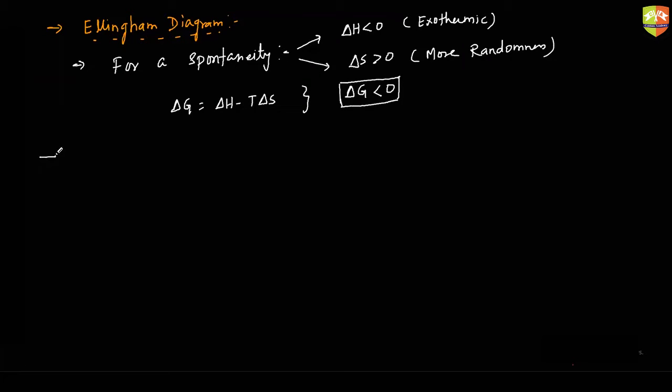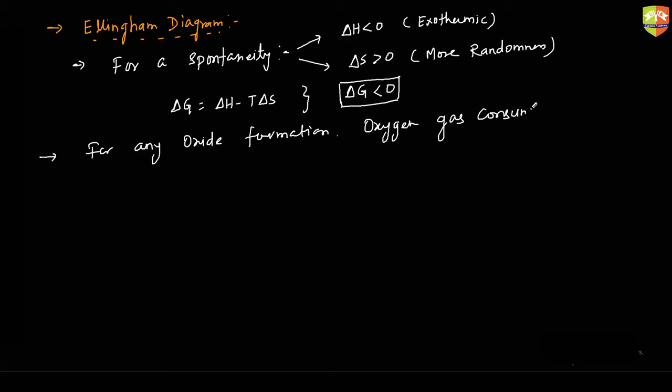Now you see, to discuss this Ellingham diagram, for any oxide formation, what we can say is that the oxygen gas is consumed, right? Oxygen gas is consumed, and since the gas particle is getting consumed, so we can say entropy decreases or increases. Tell me. Delta S, oxygen gas consumes, and hence entropy decreases or increases. How does this increase? Tell me. Gaseous particles are getting consumed, so obviously the entropy should decrease. Yeah, because the gaseous particle is getting consumed. So entropy should decrease in this.